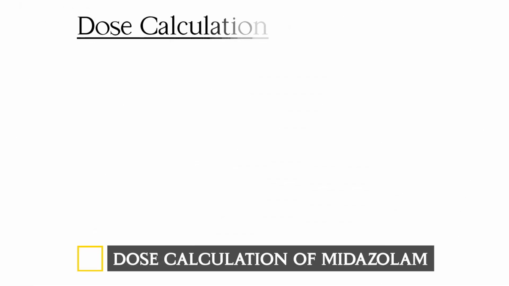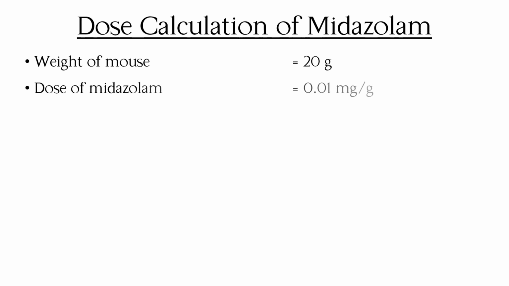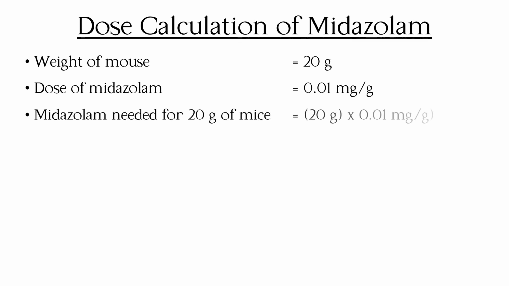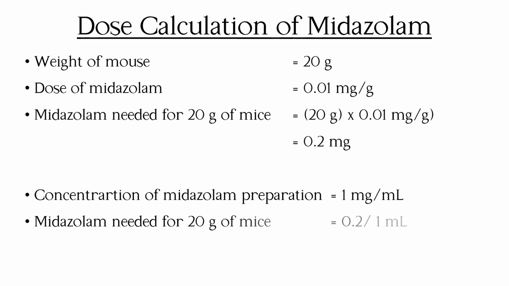Dose calculation of midazolam. Dose of midazolam is 0.01 mg per gram. Midazolam needed for 20 grams of mice is 20 grams multiplied with 0.01 mg per gram. So we get 0.2 mg. The concentration of midazolam preparation is 1 mg per 1 milliliter. So midazolam needed for 20 grams of mice is 0.2 per 1 milliliter or 0.2 milliliters.